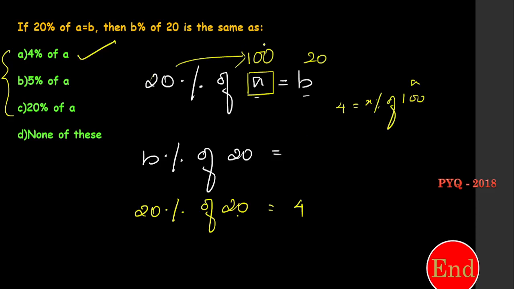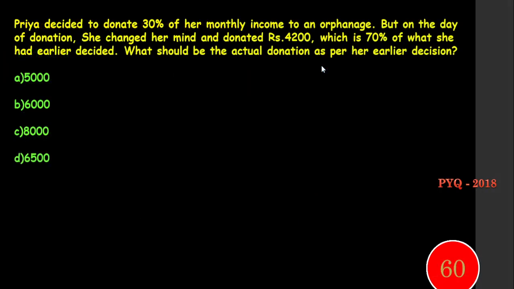Is it clear? If you take any one number for A and start completing this problem, and after that just compare 4 and A. 4 is 4% of 100. So that is the right answer. Right. Next question. Start doing this.